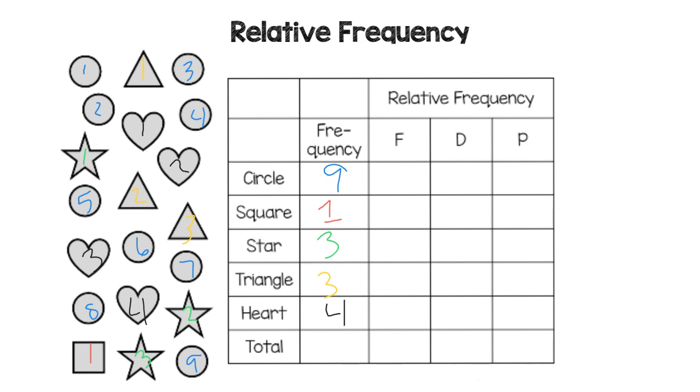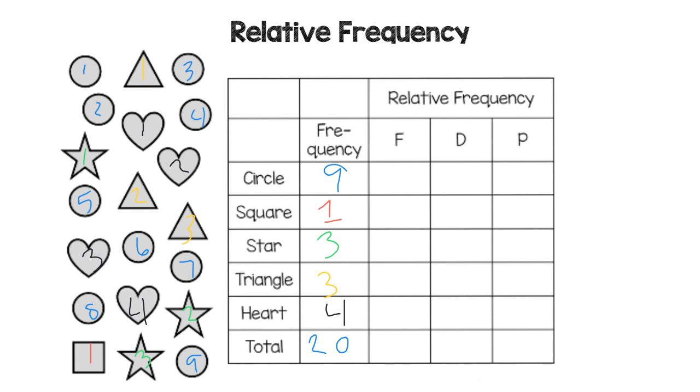Okay, so the next thing we need to do is figure out the total. So I want to know the total amount of shapes that we have here. So if we look at this, we can either count all of them or we can add these up. So 9 plus 1 is 10. Add 3 more, we have 13. 3 more, we have 16. If we add 4 more, we have 20. So altogether, we have a total of 20 shapes to the left here that we counted.